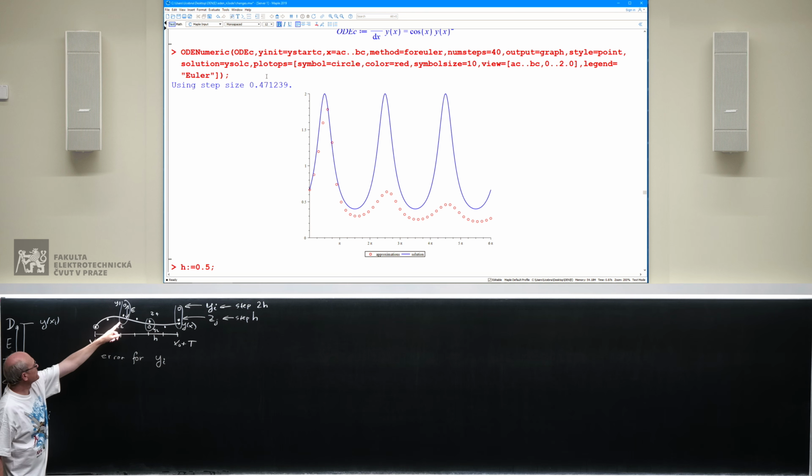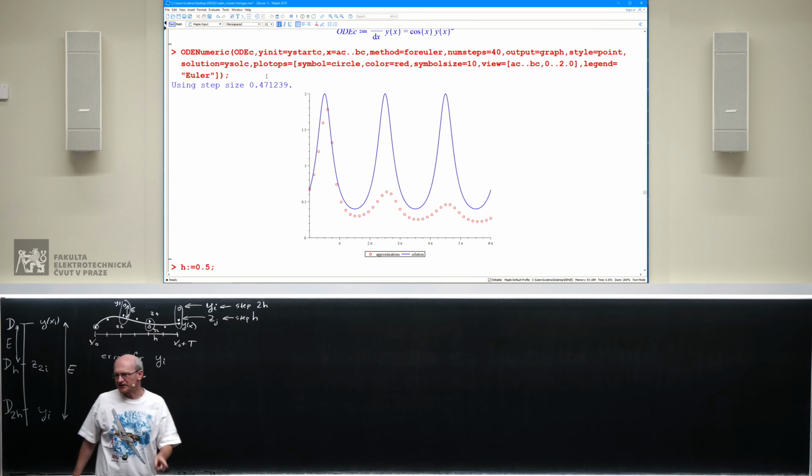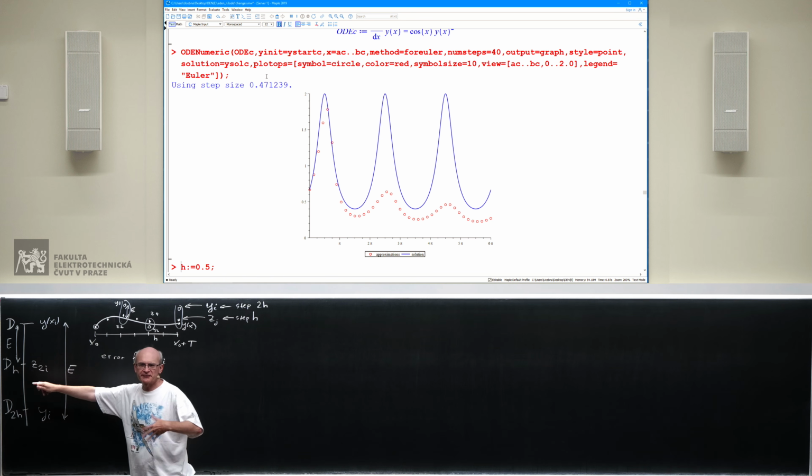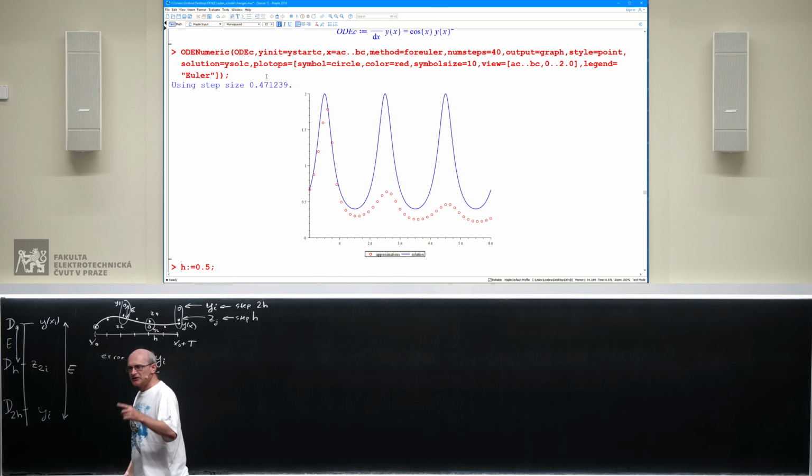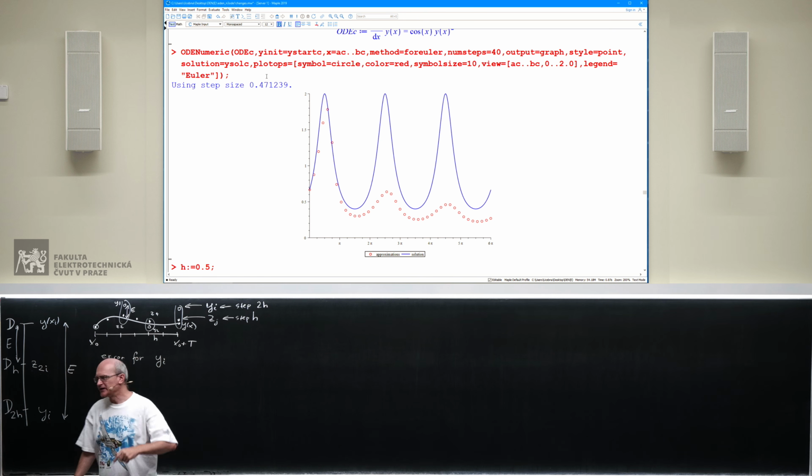The index for the z solution is always double the index for the y solution. So yi is compared with z2i. And the error that we want to know is this one. So you can see that the situation is actually different. We cannot just use the formula from the Richardson extrapolation. We have to use the idea and work it out.